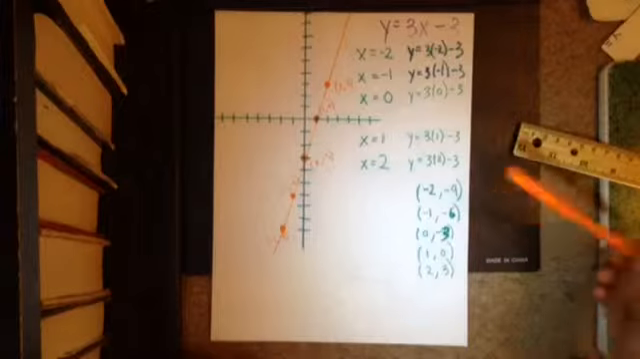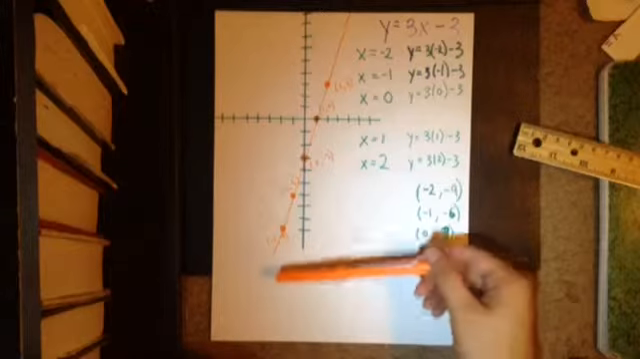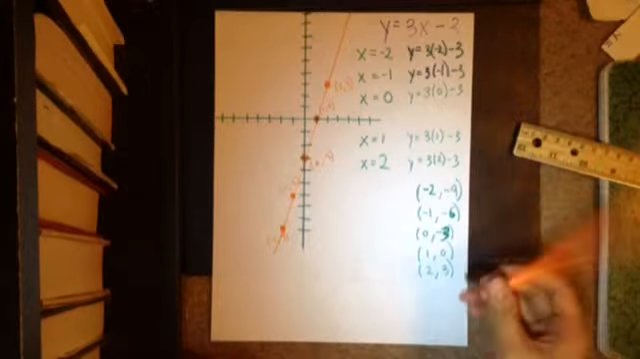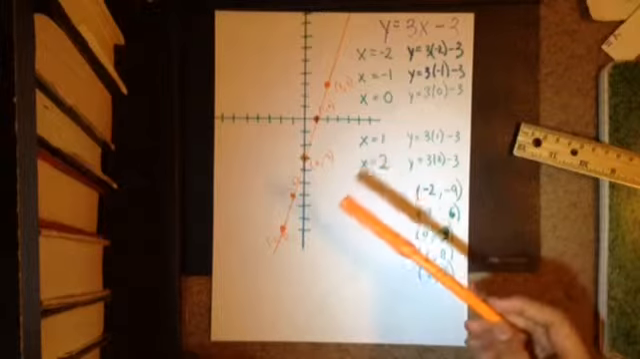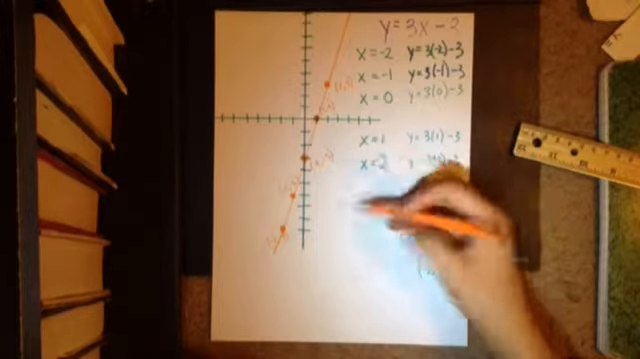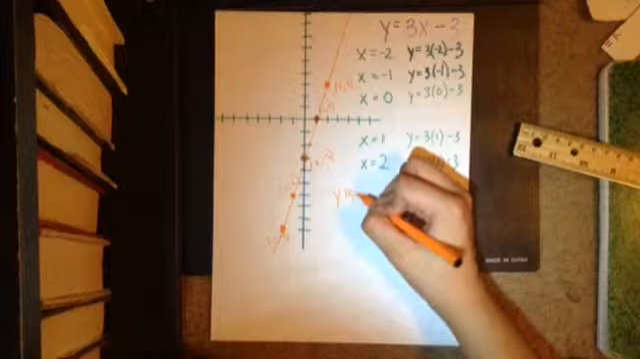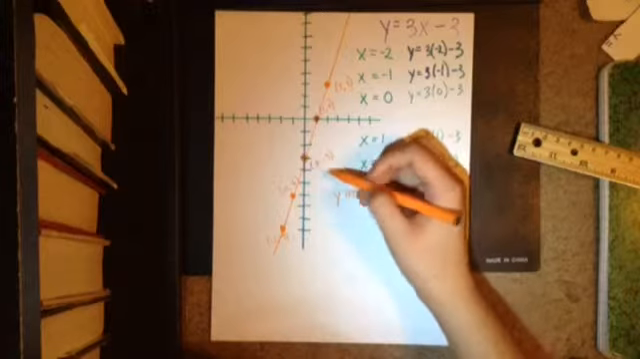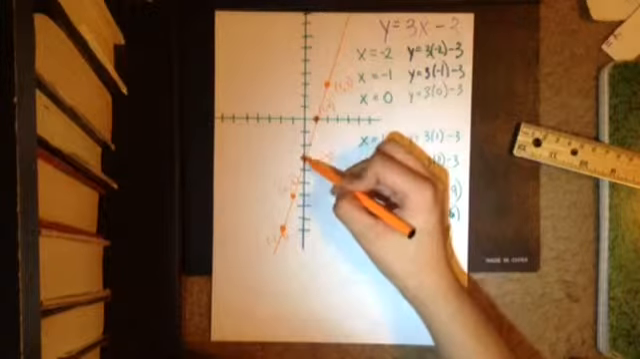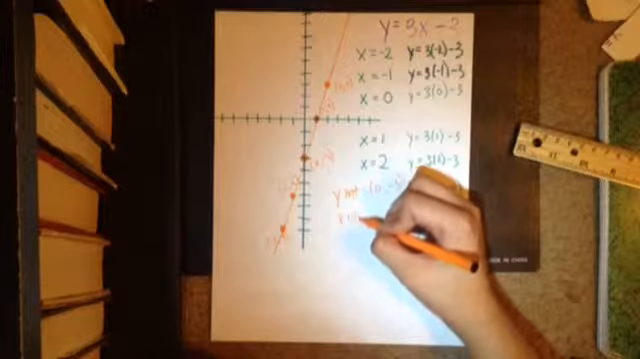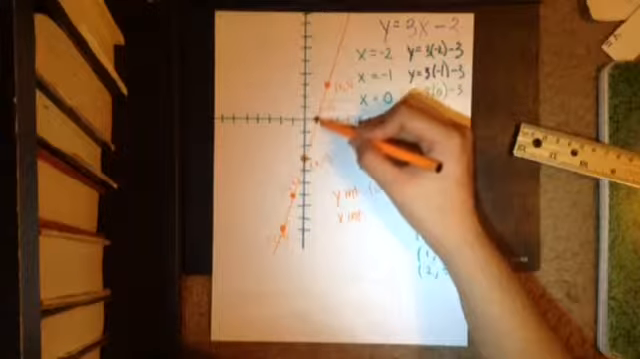So now that we have our points plotted in, we have our graph, and we can figure out the intercepts and symmetry of the line. So our y-intercept is going to be 0, comma negative 3. It's right here. And our x-intercept is going to be 1, comma 0.